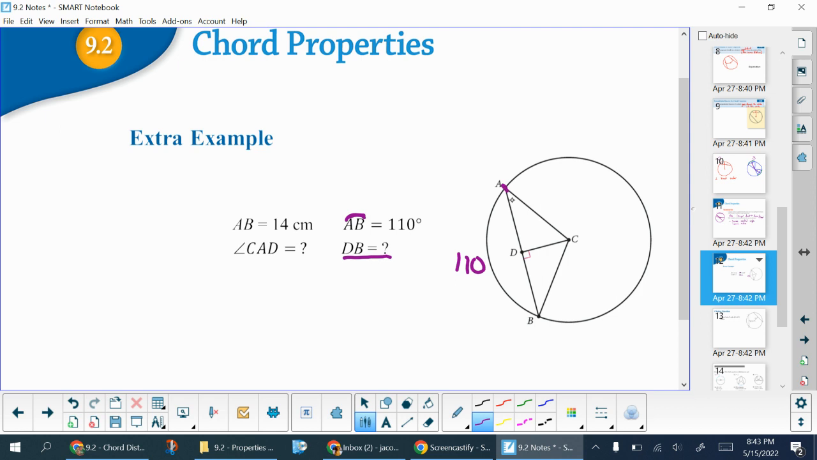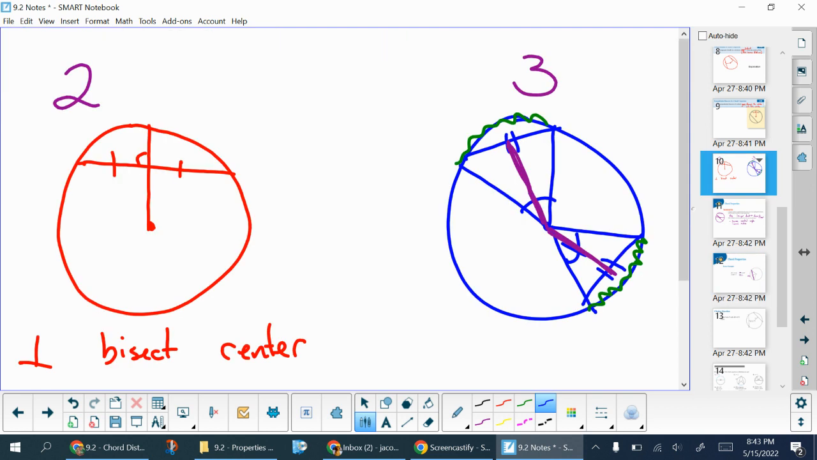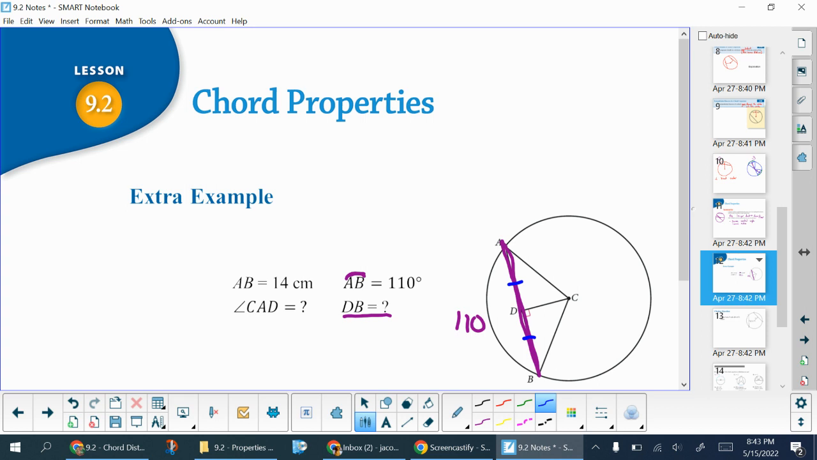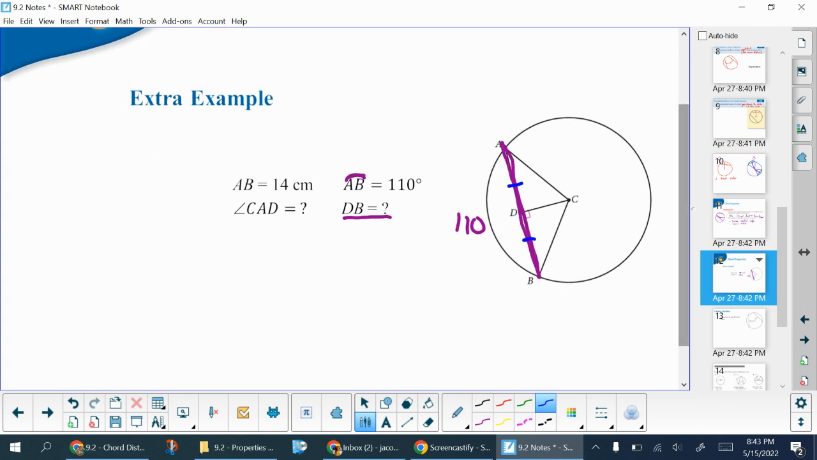If I know that this is 14, I can see that line DC is perpendicular and goes through the center. So I know right away it also has to be a bisector. Right? That's the first one we talked about. If it's perpendicular and it goes through the center, it's also a bisector. So if AB is 14, then I know that DB is 7. So they got 7 and 7.